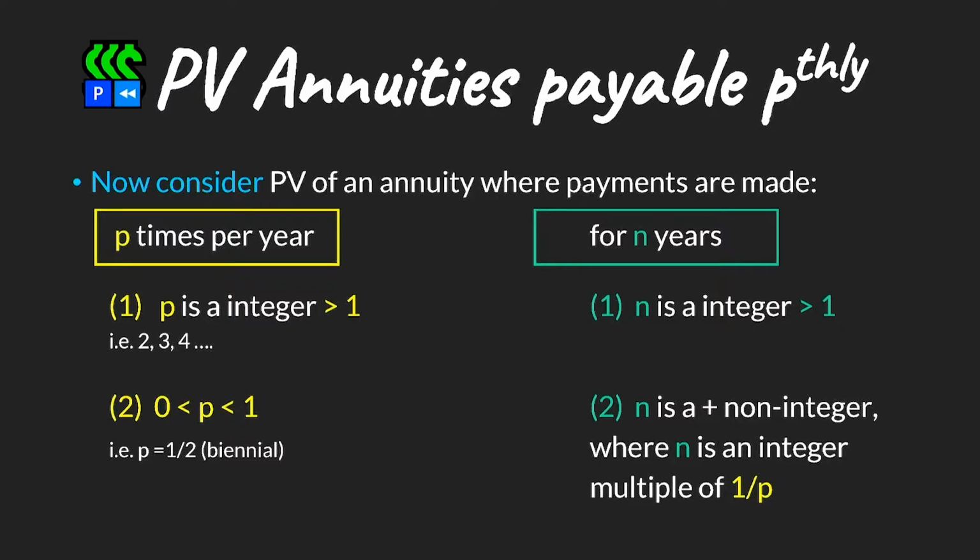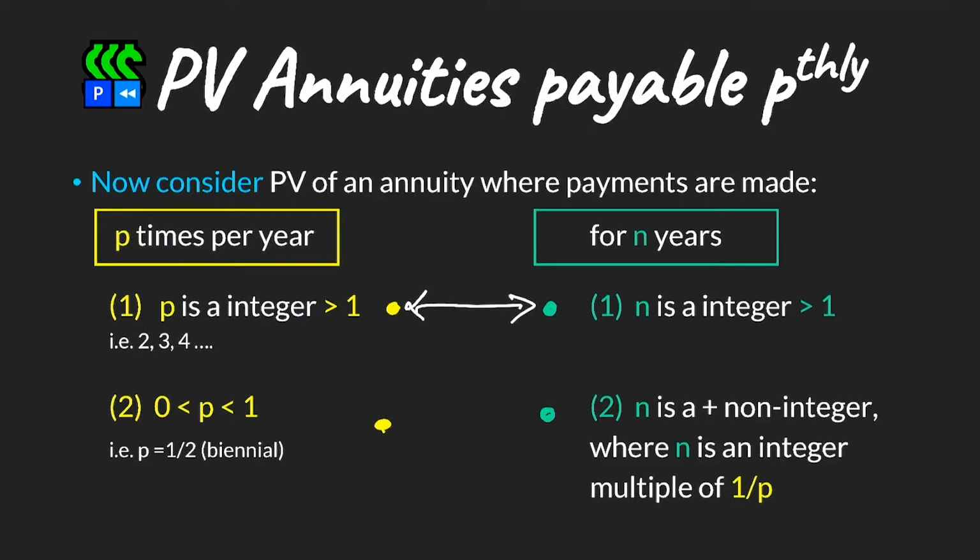Now we need to consider different scenarios. We are familiar with the case where p is an integer. This is where we take a period of a year and split it up into either half years, quarters, or monthly, and we're familiar with that concept. We also understand where our time period is n years, where n is an integer: 2 years, 3 years, 4 years, 5 years.